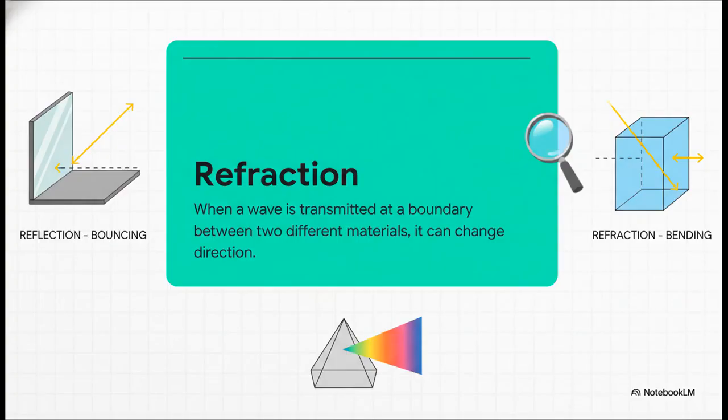So that's reflection. Now let's look at its partner, refraction. This is what happens when light doesn't bounce off, but instead it passes through a boundary, like from the air into a glass block. When it crosses over, it actually bends, it changes direction. So here's the easy way to remember it. Reflection is bouncing, refraction is bending.